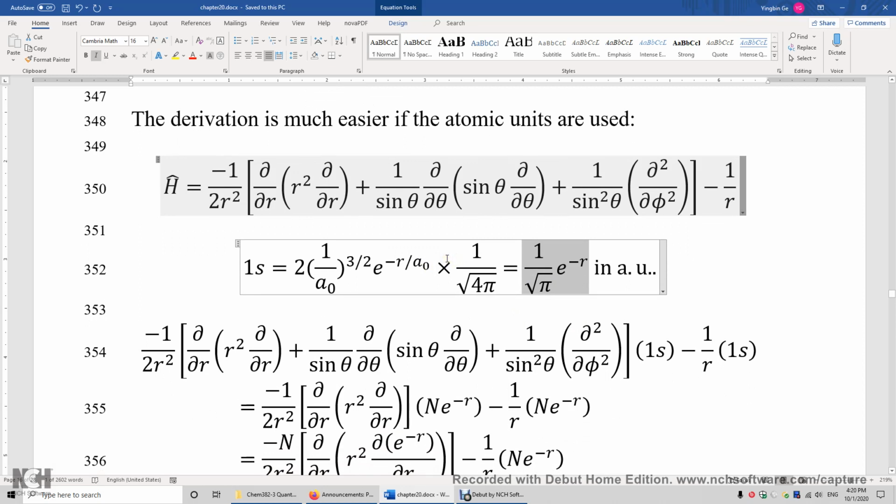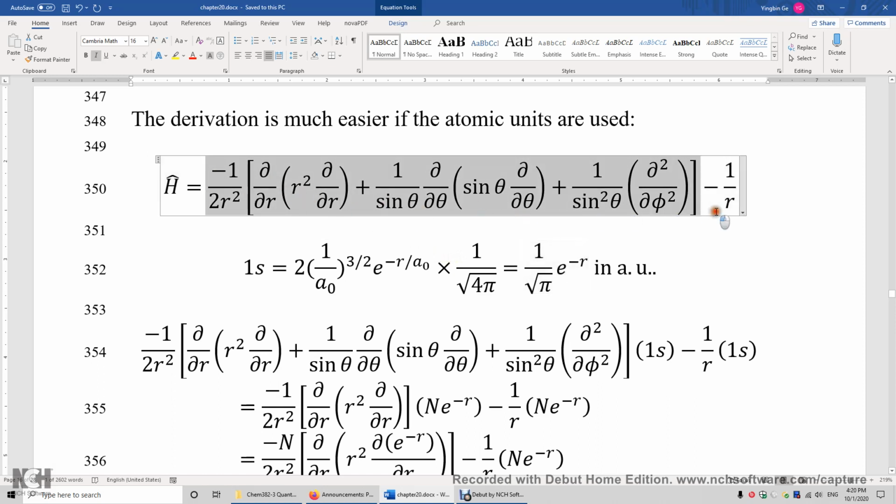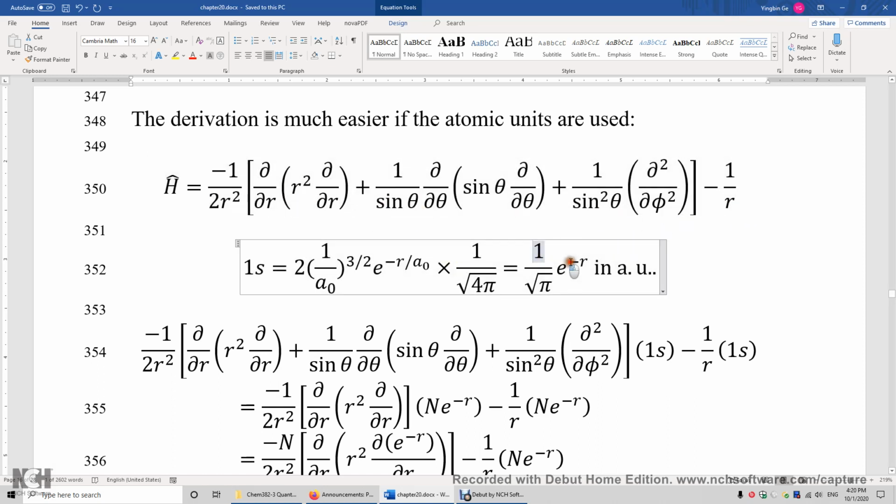So I am about to apply this Hamiltonian to this wave function, and hopefully we will see this wave function appear as part of the result. The result should be this wave function multiplied by a constant. And that constant is the eigenvalue. And that eigenvalue has a physical meaning. That's the energy of this wave function. All right? So we're going to do that.